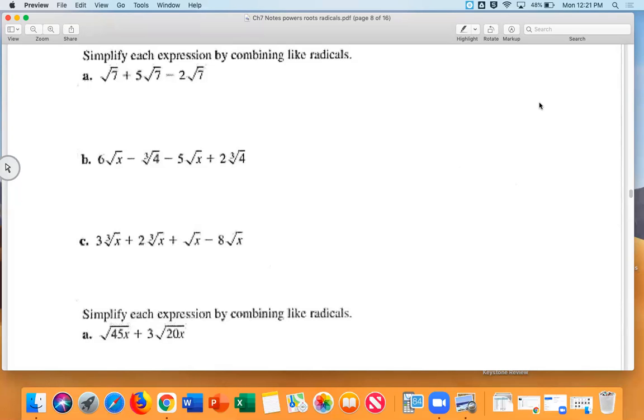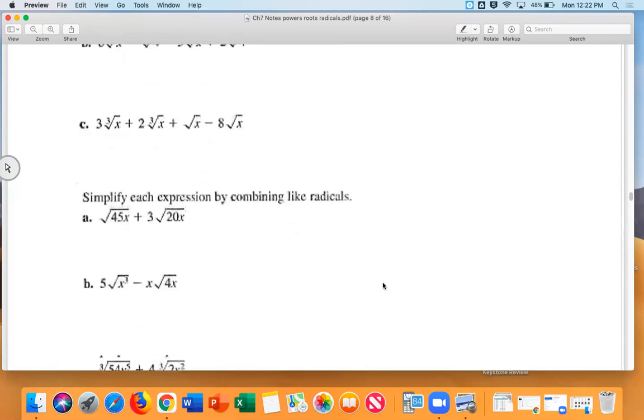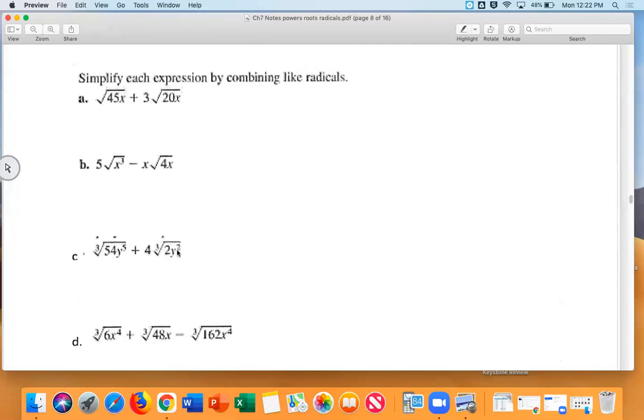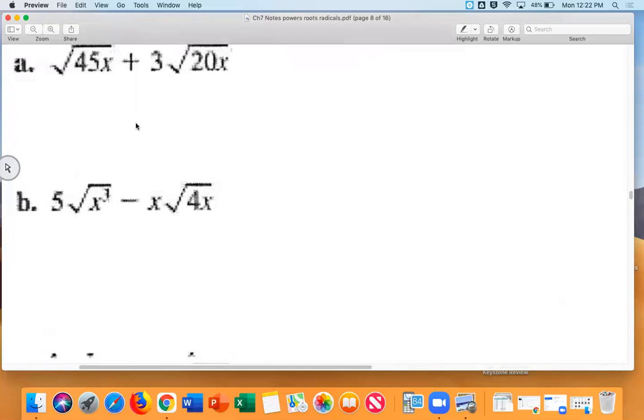Make sense? And then in B, we have x's and y's. So when I was talking to Justin, we have 6x minus 5x. That would just be x. So here, if we have 6 root x minus 5 root x, that's just root x. Yep. And then negative cube root of 4 plus 2 cube root of 4 is just cube root of 4. Now, this is where it gets a little funky, but it's actually not bad.